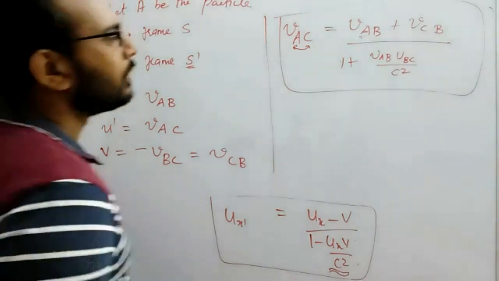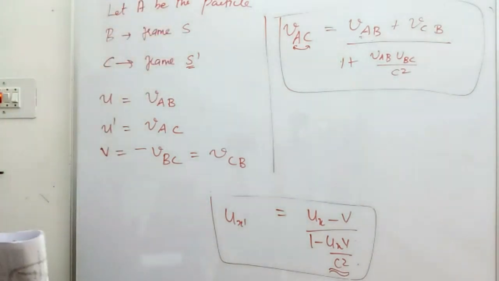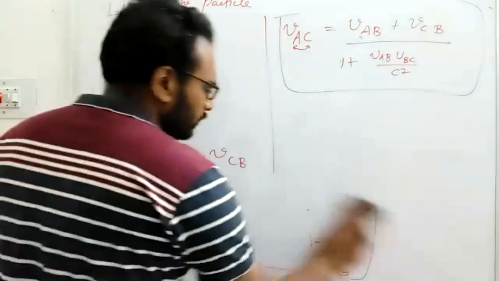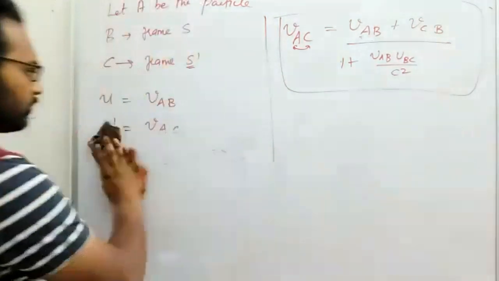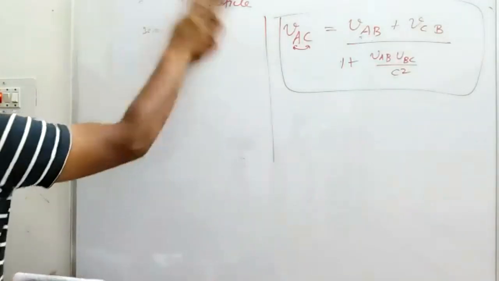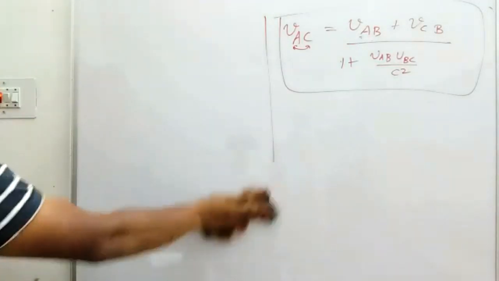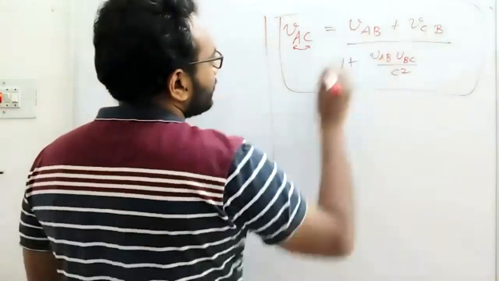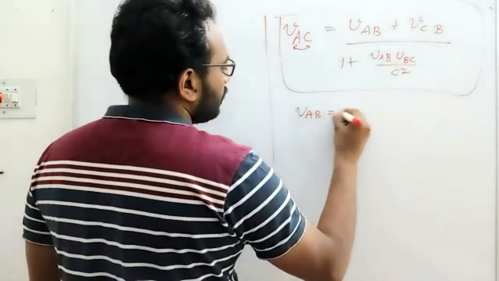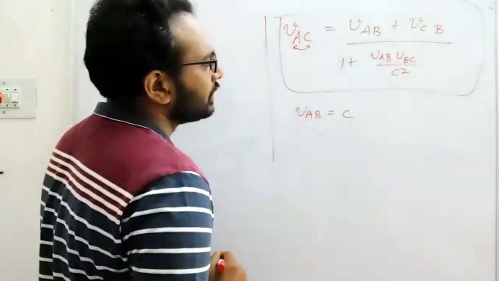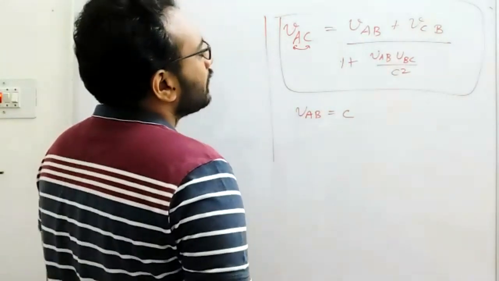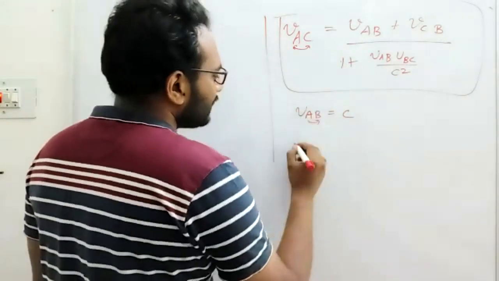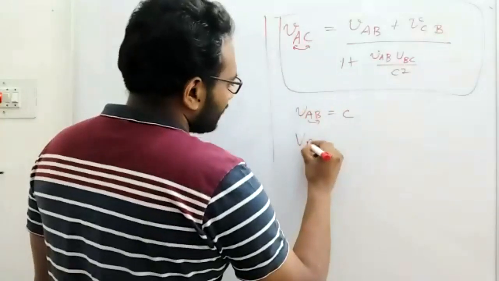So we can use this to solve problems. And there's a nice thing about this. We have been saying that the speed of light is a constant. So let's suppose VAB is equal to C. The velocity of, let's say, a photon with respect to B is C. Now, what's the velocity of A with respect to C?